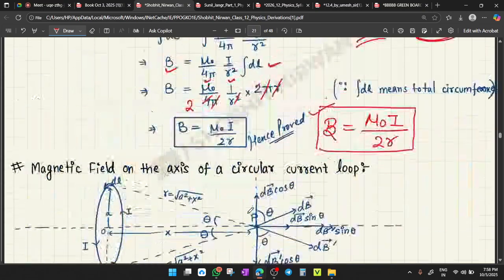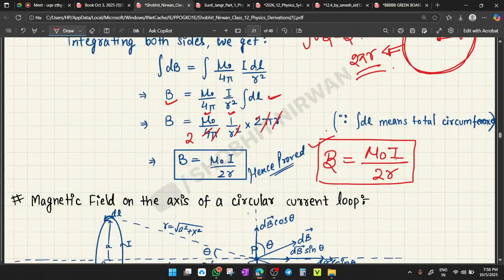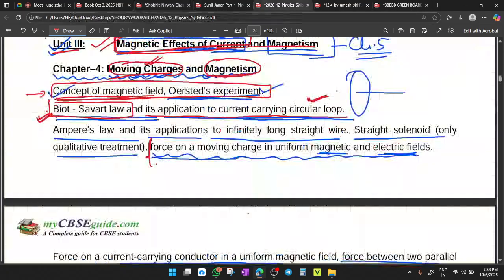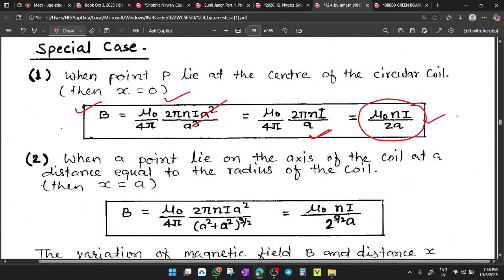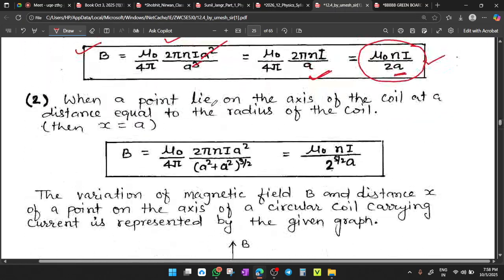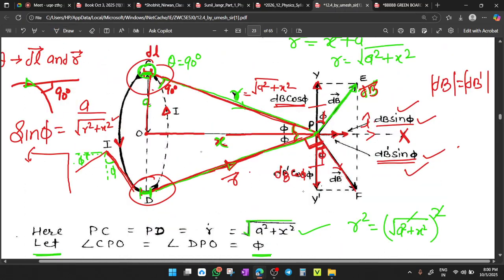See here, just before we have done this derivation, mu naught I upon 2r. So for n turns, B equals mu naught n I upon 2r. Same we are obtaining here. Yes, see, mu naught n I upon 2a. Here radius is a, there radius is r. Clear? Yes. Okay.